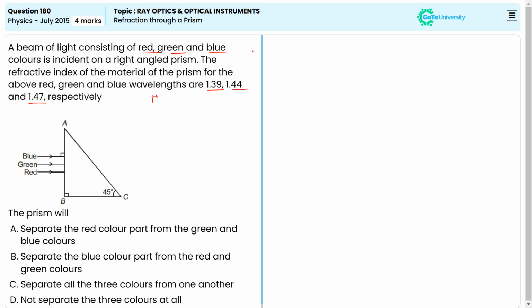Now, the refractive index mu is calculated as 1 divided by mu is equal to 1 upon sin theta c, where theta c is the critical angle, and for a critical angle that is 45 degrees, we get mu is equal to 1 upon sin 45 degrees, then mu is equal to root 2, which is nothing but 1.414. So this is the mu value we are getting.